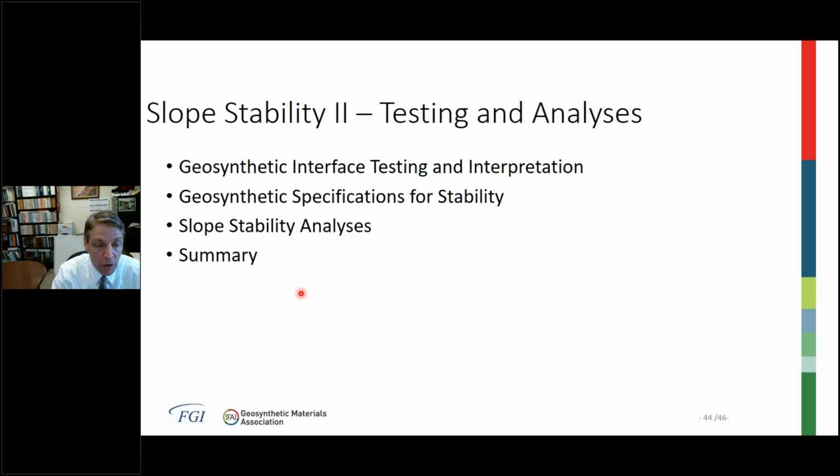So the second webinar, which will be in May or June of this year, I'll focus in on geosynthetic interface testing and how to interpret those tests. Geosynthetic specifications for slope stability, I'll get into how to specifically specify the geosynthetics similar to the failure envelope I showed you just a minute ago, and then get into the finer details of conducting slope stability analyses for geosynthetic lined slopes. So that's webinar number 2.